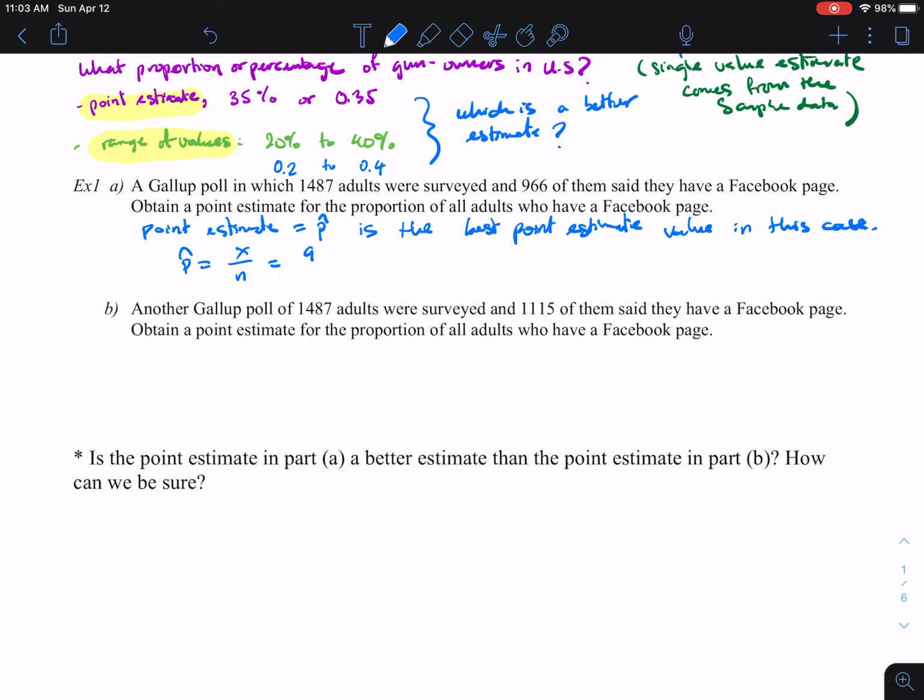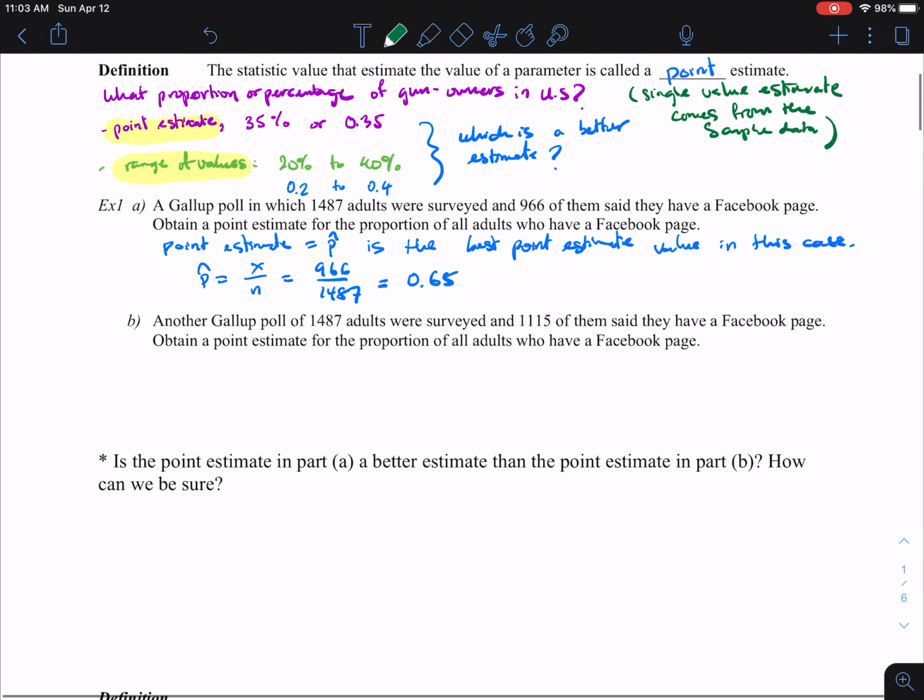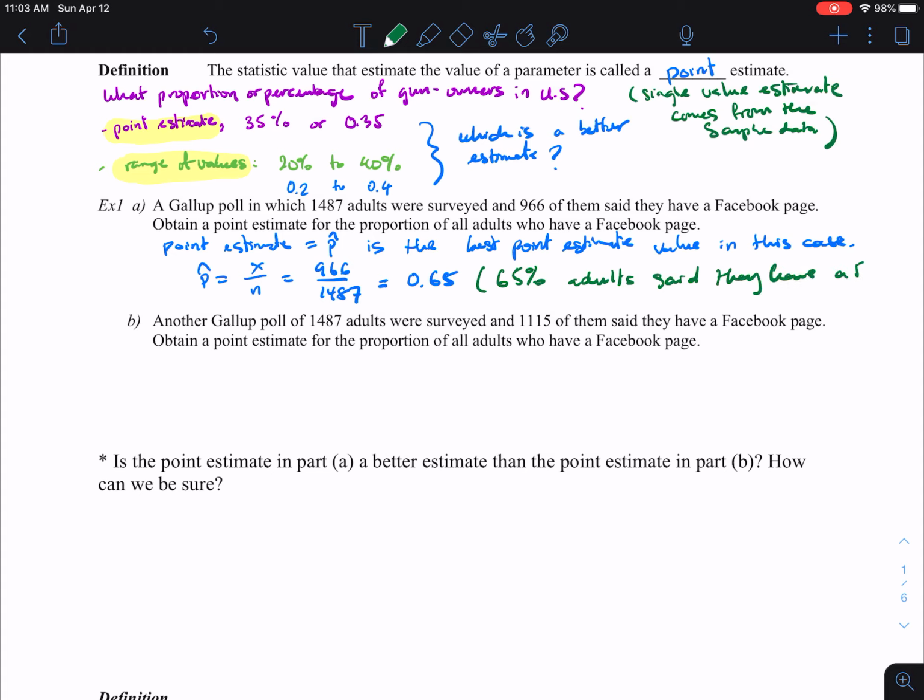So we're looking at 966 over 1487, and that's going to be around 0.65. So from this sample of 1487, about 65% of adults say they have a Facebook page. Okay, just from that sample. So that's going to be our best estimate for the value p.